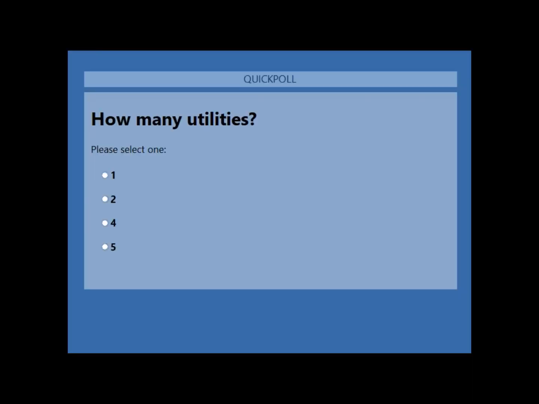82% of you said 2 utilities. I have a really smart audience. 2 utilities, I think, is the right answer. I wouldn't blame you if you picked 4. So the 6% of you that said 4 targets, I thought that for a long time.